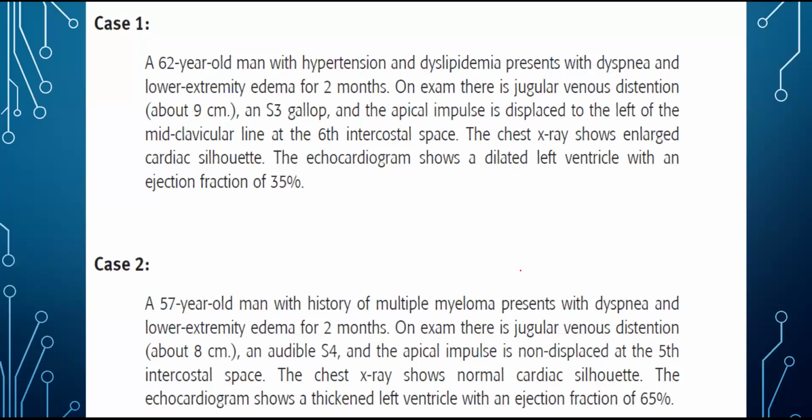Okay. Now, read case one and case two for me and tell me what you think about the diagnosis of case one and what you think about the diagnosis of case two. You have got 1 minute to answer it.